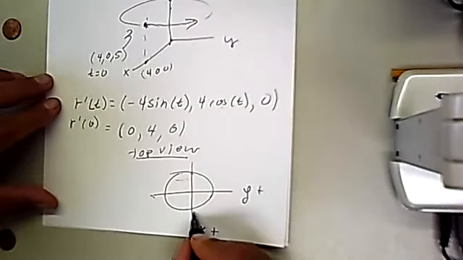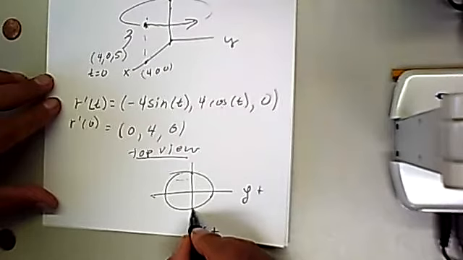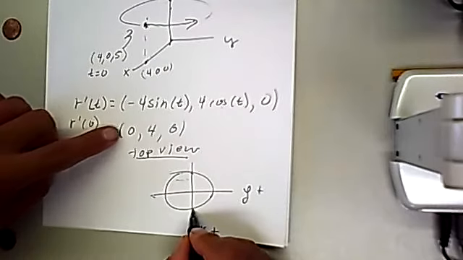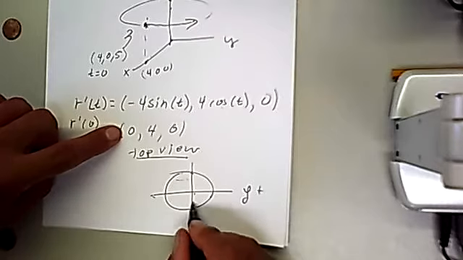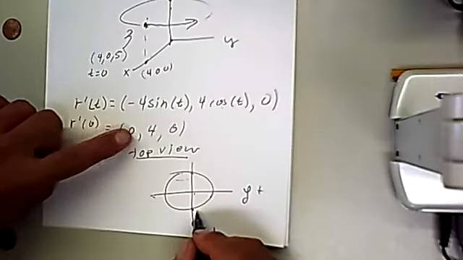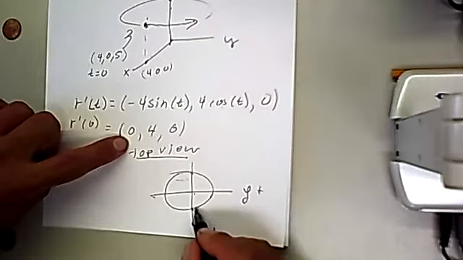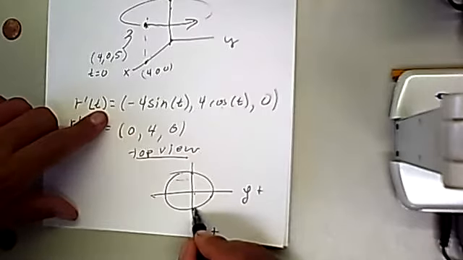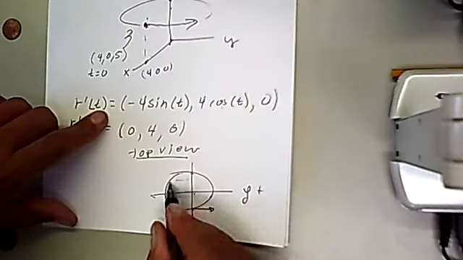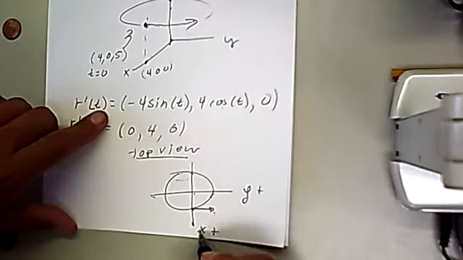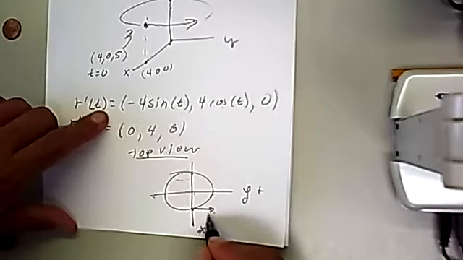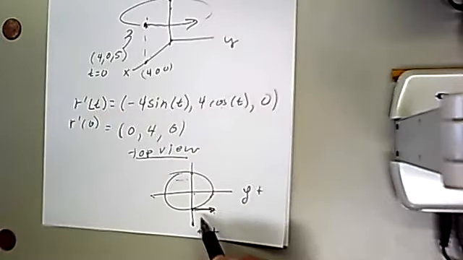And then, oh, this is interesting. The tangent vector is going to go 0 units in the x direction. So from this point, no x up or down, but 4 units in the y direction. Remember, the radius of the circle is 4, so it will line up with this. And then it is not going to go up or down. So this is the tangent vector to that curve at that point.